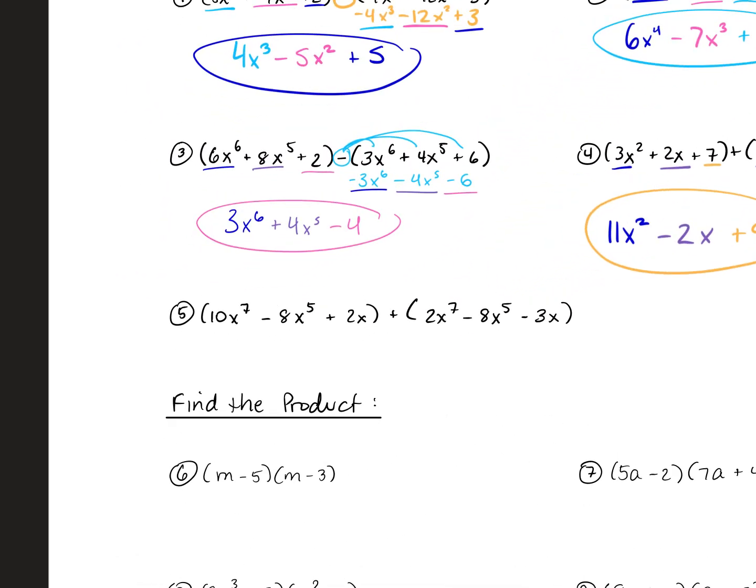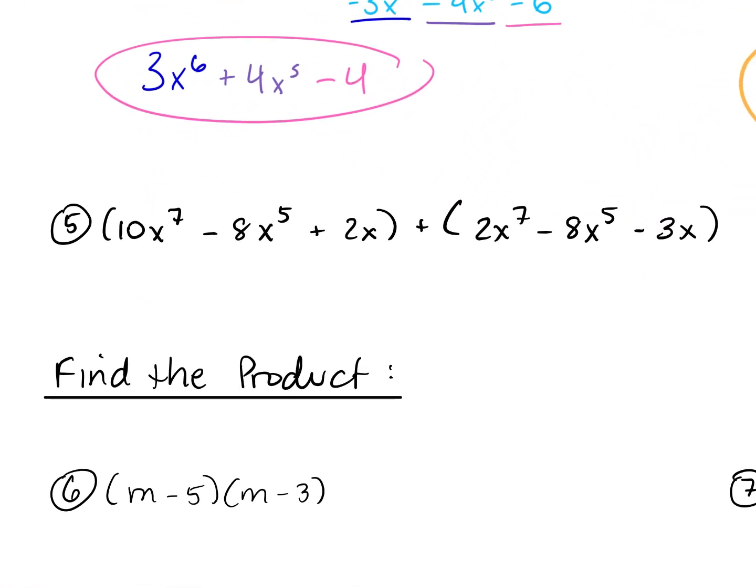Let's look at the next one. Right, so we're combining like terms. What's 10x to the 7th power plus 2x to the 7th power? 12x to the 7th power. And then negative 8x to the 5th power minus 8x to the 5th power. Negative 16x to the 5th power. And then 2x minus 3x. Negative x, perfect. We'd say negative 1x, but we don't write the 1 in front of it.